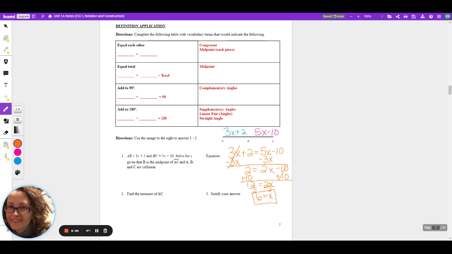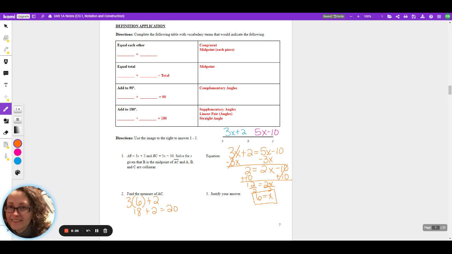Question 2 asks us to find the measure of AC. We will need to substitute a 6 in for the x in the 3x plus 2. So where I see an x, I'm going to go ahead and replace that with a 6. So 3 times 6 plus 2 instead of 3 times x plus 2. 3 times 6 is 18 plus 2. That gives us 20.